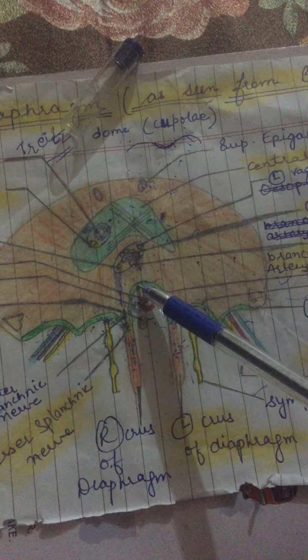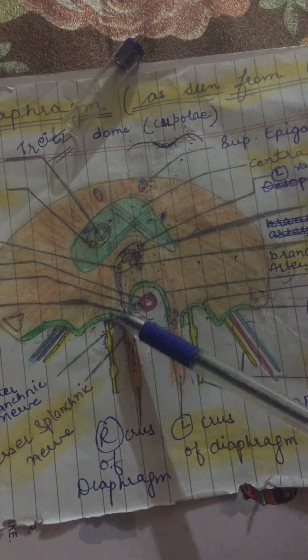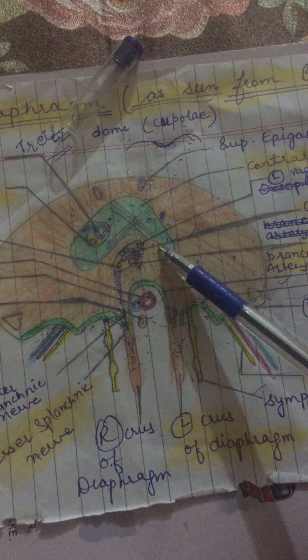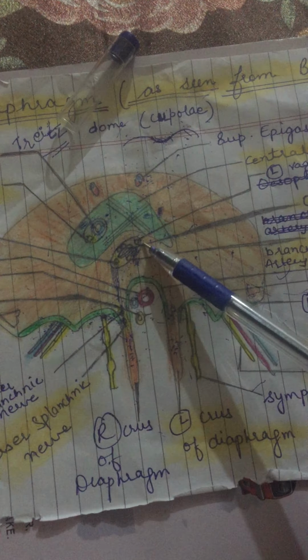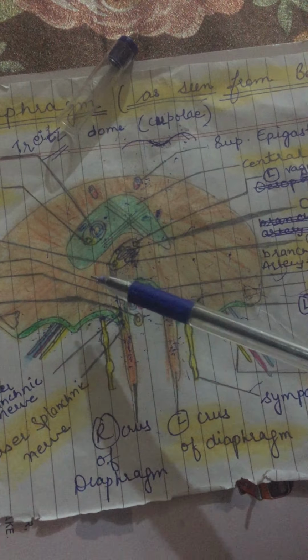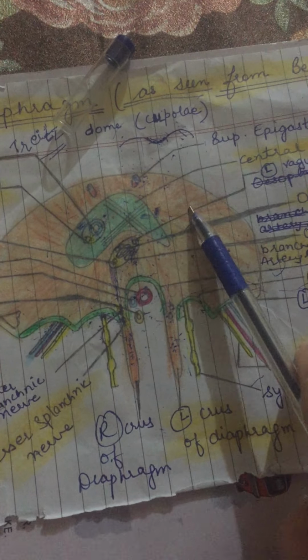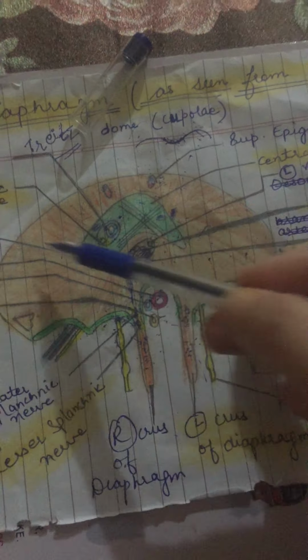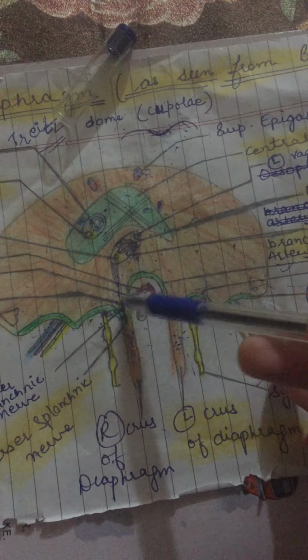The left crus is connected to the bare area on the posterior surface of the cardiac end of the stomach by the gastrophrenic ligament. One region is finished, from the right and left crura. Now another is from the pair of medial arcuate ligaments. This is medial, this is lateral.